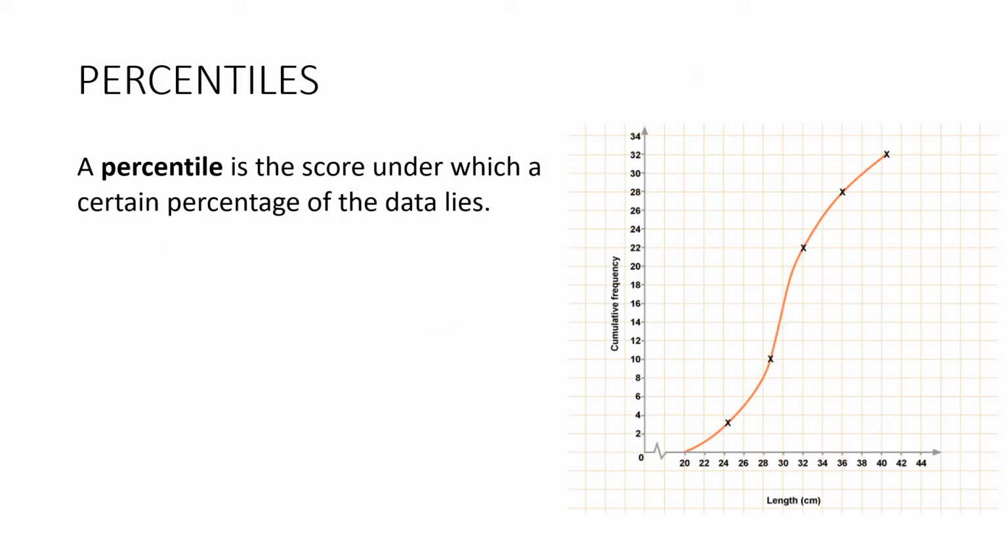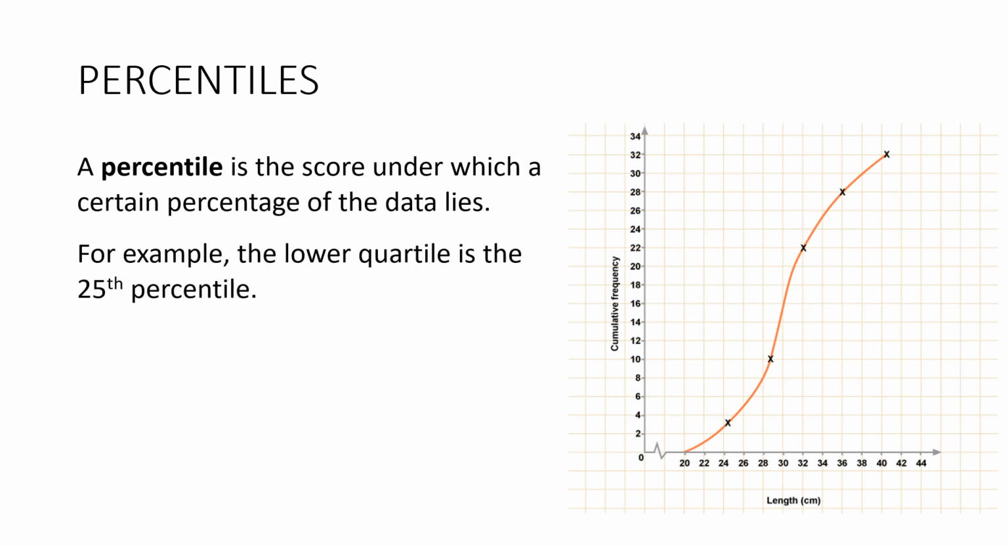Which leads us nicely to percentiles. A percentile is a score under which a certain percentage of the data lies. We've already talked about the lower quartile, it's the 25th percentile, the median is the 50th percentile, and the upper quartile is the 75th percentile. Of course, we can have any percentage.